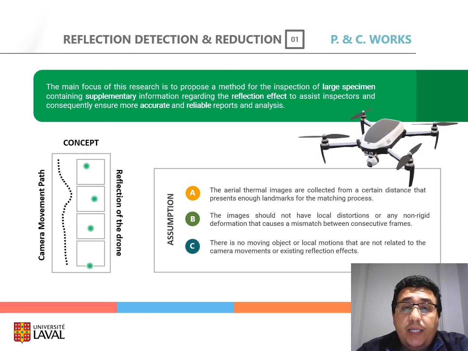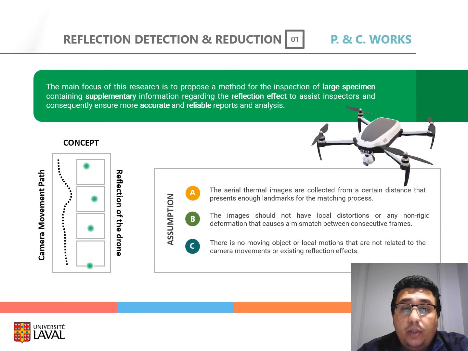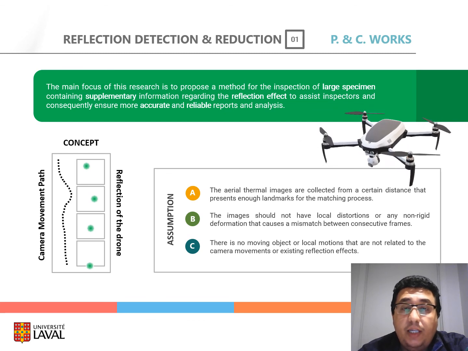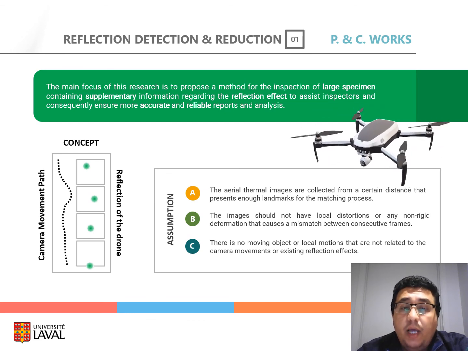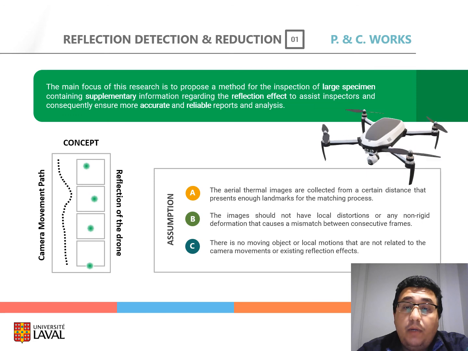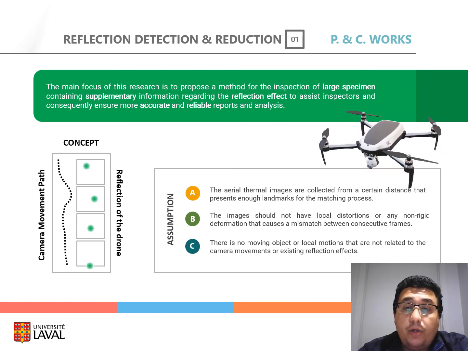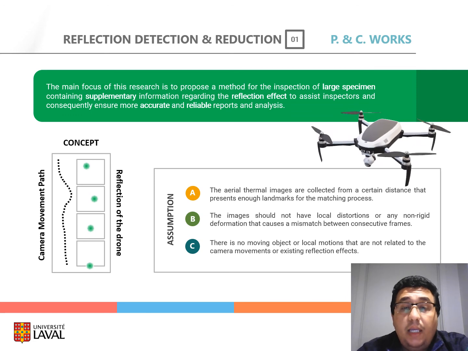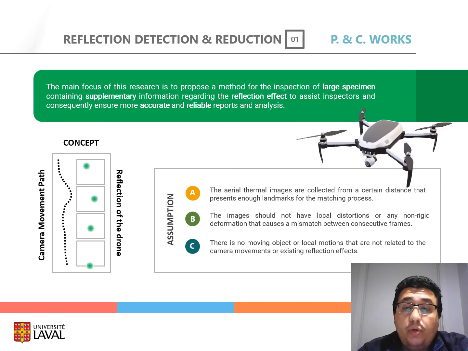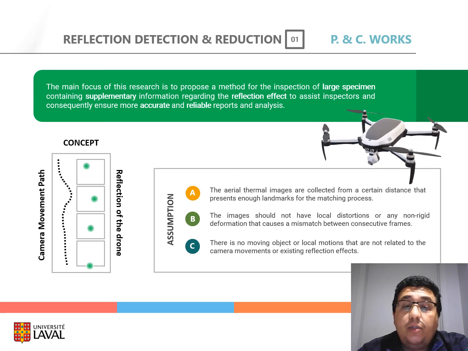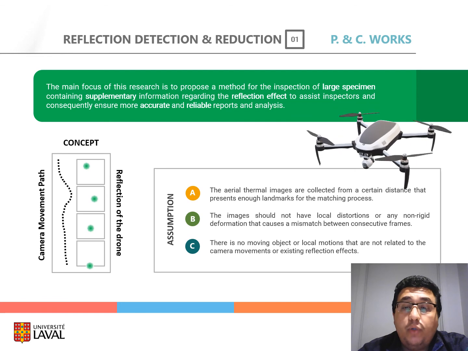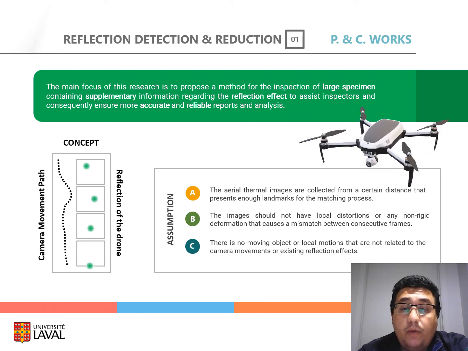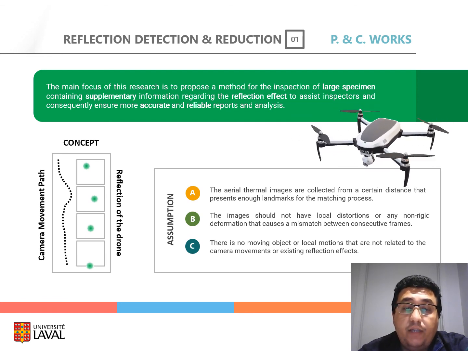We used 3 assumptions in this study in order to focus more on the reflection detection and reduction part. First, the aerial thermal images are collected from a certain distance that presents enough landmarks for the matching process. The images should not have local distortion or any non-rigid deformation that causes a mismatch between consecutive frames. Also, there is no moving object or local motion that is not related to the camera movements or existing reflection effect.